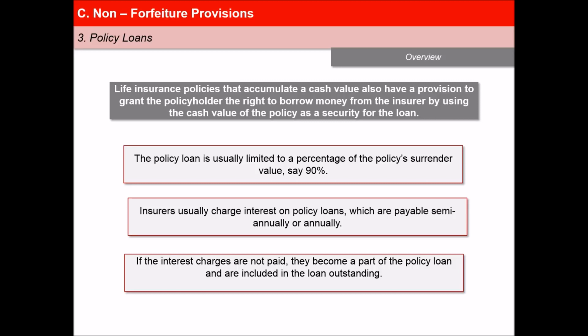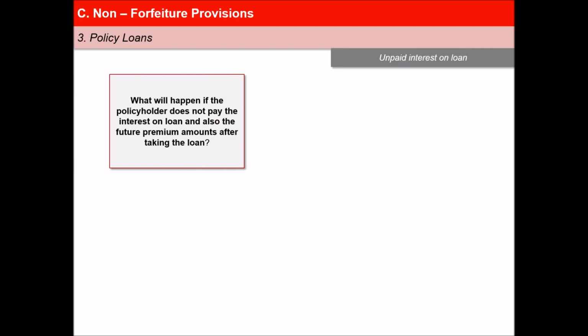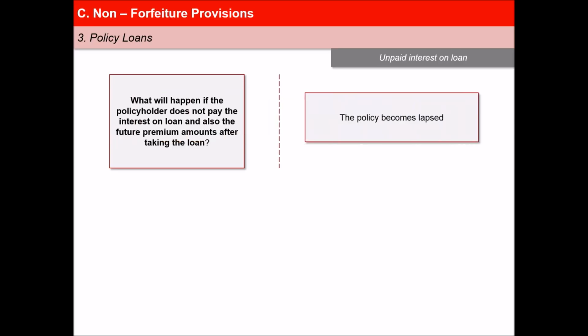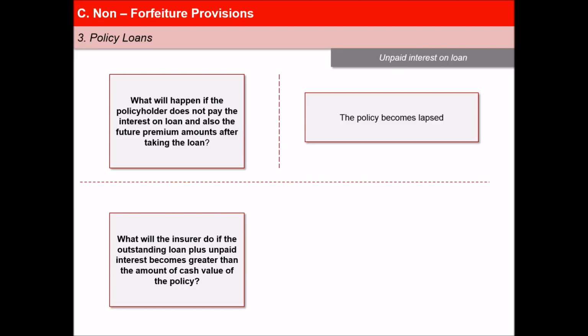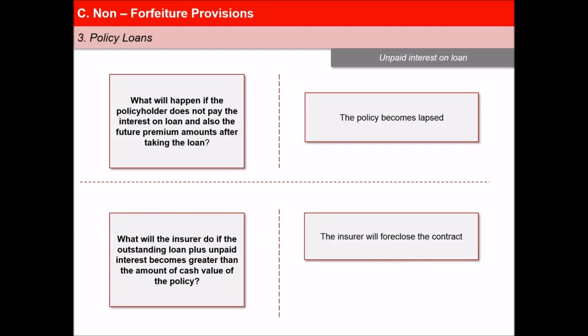Let us now understand what will happen if the policyholder does not pay the interest on loan and the future premium amounts after taking the loan. In such a scenario, the policy becomes lapsed. When no new premiums are forthcoming, a situation can arise where the amount of outstanding loan plus unpaid interest becomes greater than the amount of the policy's cash value. In this case, the insurer will foreclose the contract.